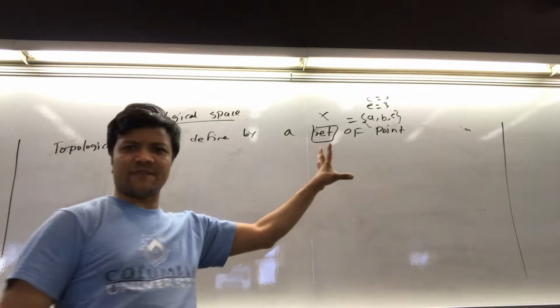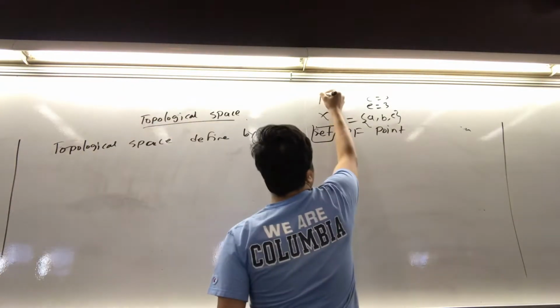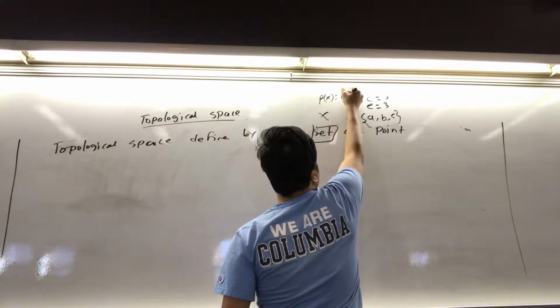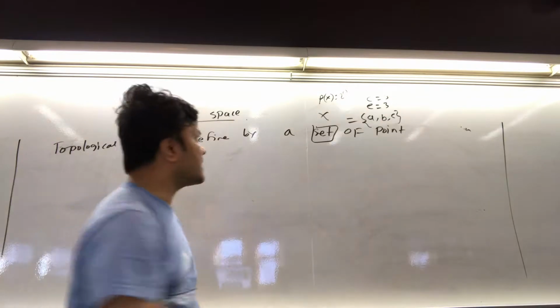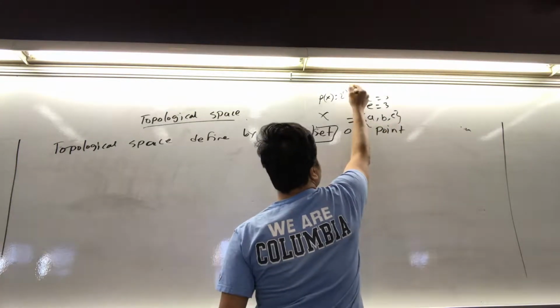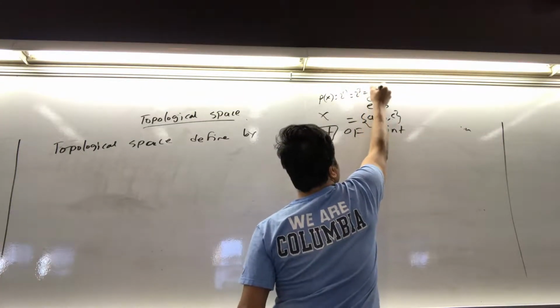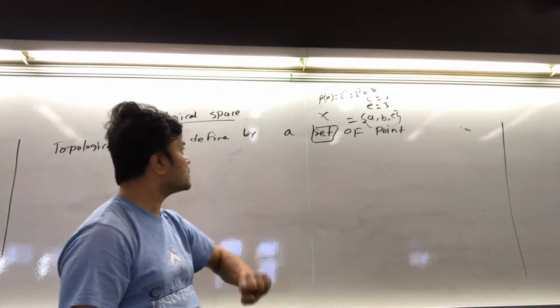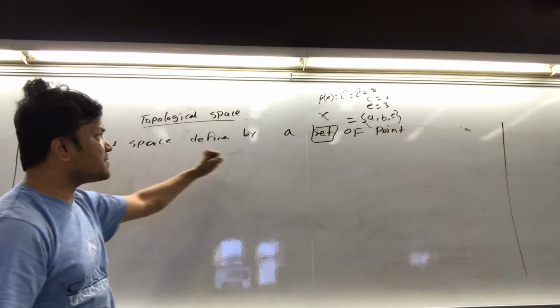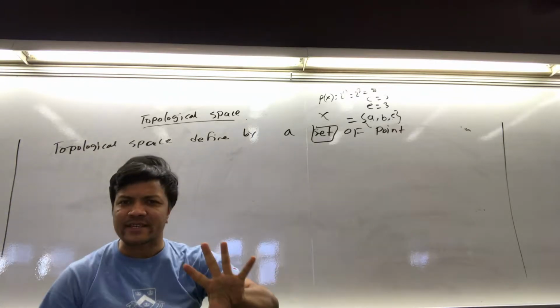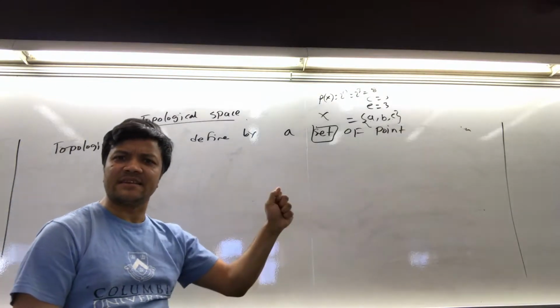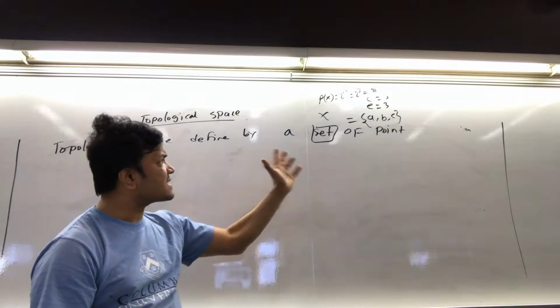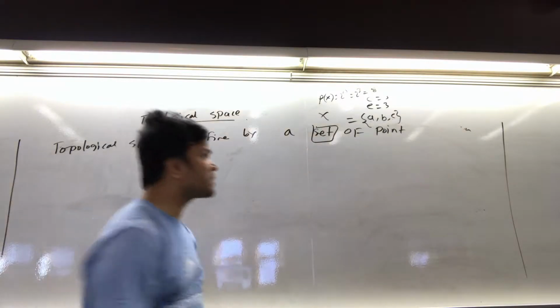The power set of X should be 2 raised to n, and that would be 2 raised to 3, so it is 8. So the power set of X has 8 elements. So a topological space is defined by a set of points. X is a set, and X has three elements, A, B, and C.